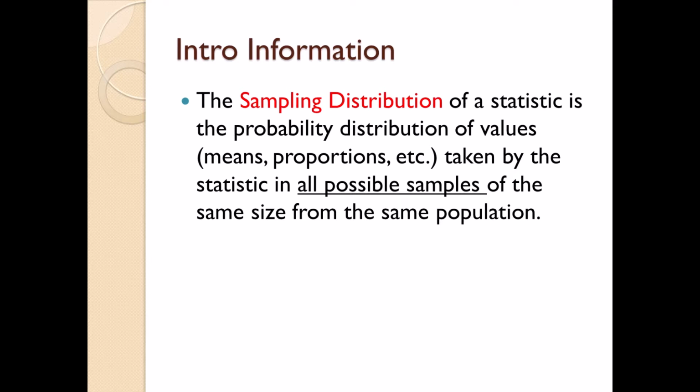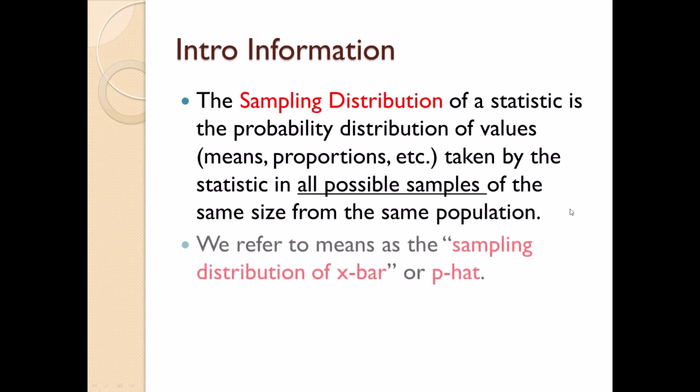So it's not like standard normal calculations where we're interested in where individuals fall in a distribution. This is where sample averages or sample proportions from samples of a given size show up in relation to all possible samples of that same size. Okay? And we're going to get some probability answers from it. So we're going to be referring to the sampling distributions of x bar for means or p hat for proportions.